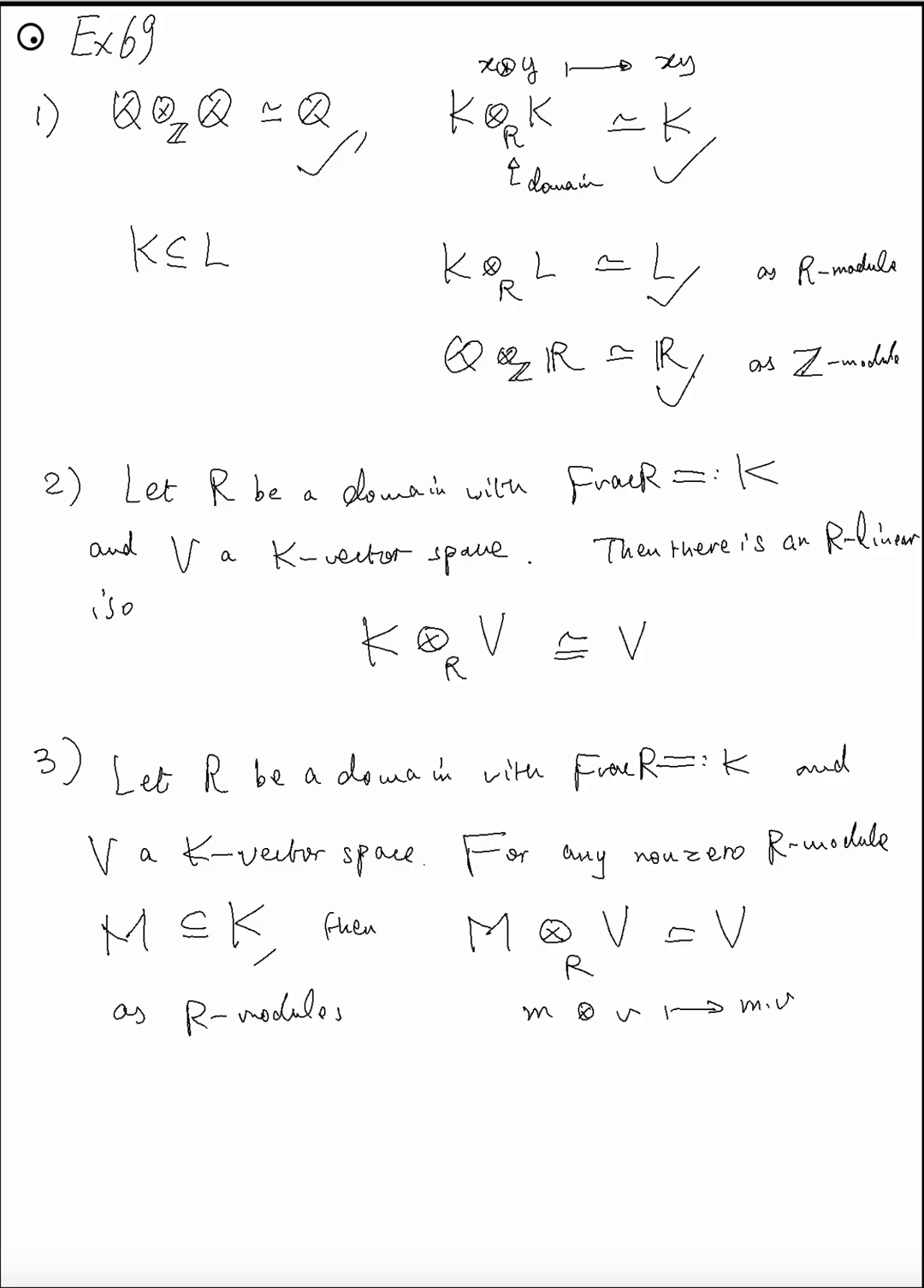In particular, for any ideal of R, theoretically this is containing, a fractional ideal of R also. This is an R module containing the fraction field. We have this isomorphism, right? And in particular also you have this.